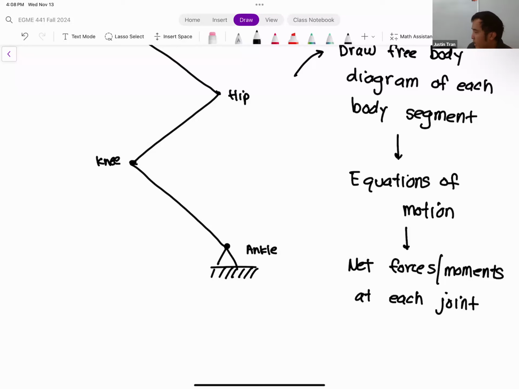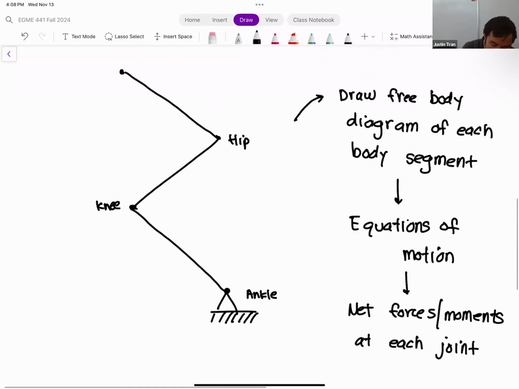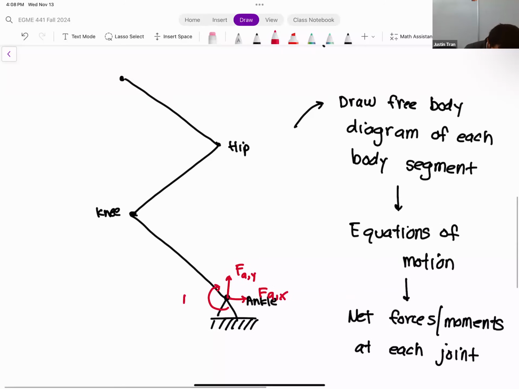And so in total, we're going to have nine results here, because at each joint, we're going to be able to compute the force in the y direction, the force in the x direction, and a moment. For the forces at the ankle, we have FAY, FAX, and MA. That is the force in the y direction, the force in the x direction, and the moment at the ankle joint.